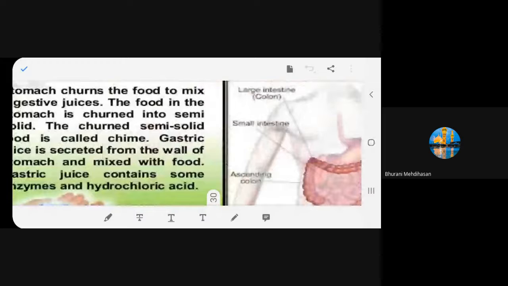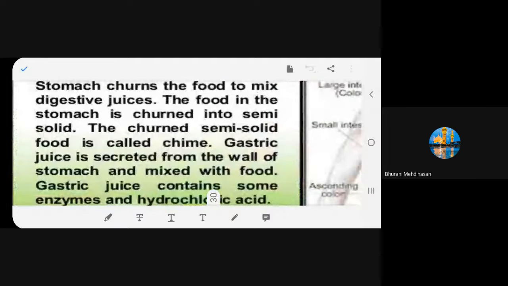What is happening in the stomach? Churning of food in the stomach. It becomes semi-solid. It mixes with the juices, gastric juices, and the HCl acid. Is it clear?